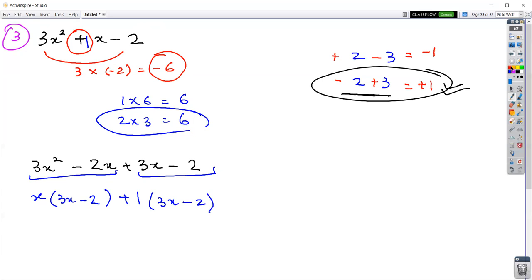We look at the brackets, and they are the same: 3x minus 2 and 3x minus 2. Because we have the same brackets, we write down the bracket once, which is 3x minus 2. And whatever number or variable we have outside the brackets would be our next bracket. So the next bracket would be x plus 1.